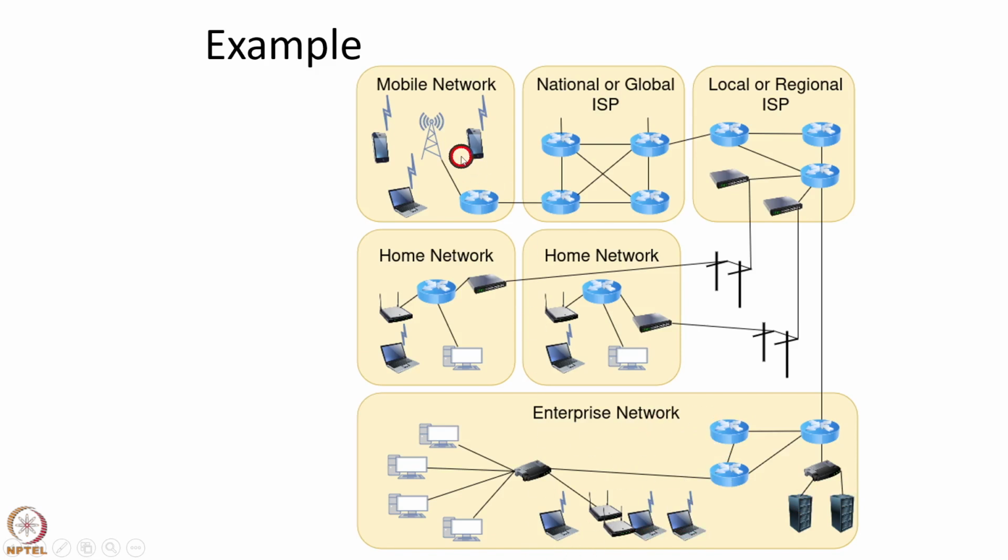This is a mobile network. It might be 2G, 3G, 4G, or 5G based. So it consists of a base station and several wireless devices such as smartphones and laptops in its range. They exchange data wirelessly with the base station.